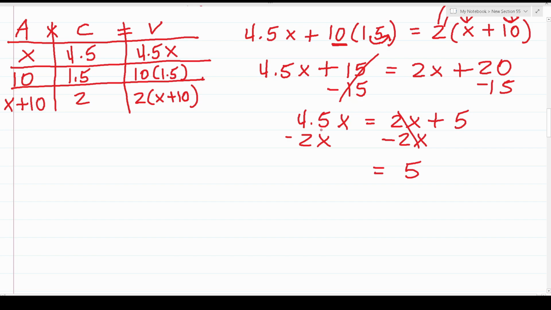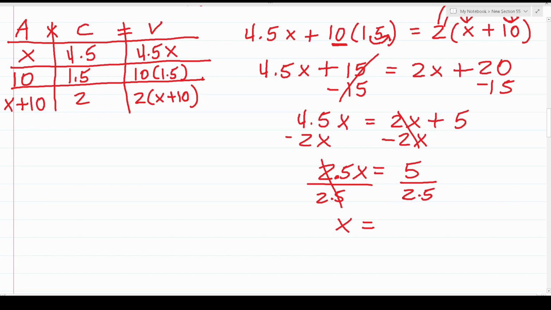4.5 minus 2. Well, what is 4 minus 2? 4 minus 2 would just be 2. Therefore, 4.5 minus 2 is just going to be 2.5x. All right, so now we're just solving for x. In other words, we're just going to divide both sides by 2.5 to get x by itself. This crosses out, leaving you with x equals 5 divided by 2.5.